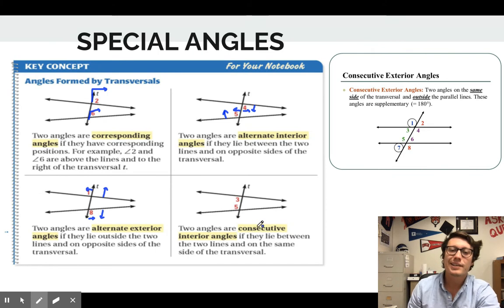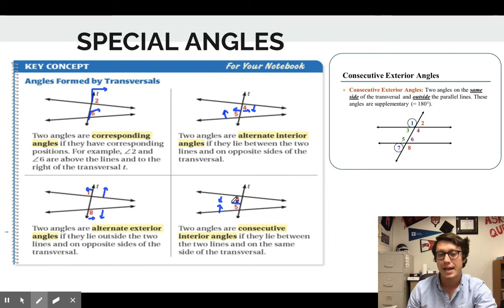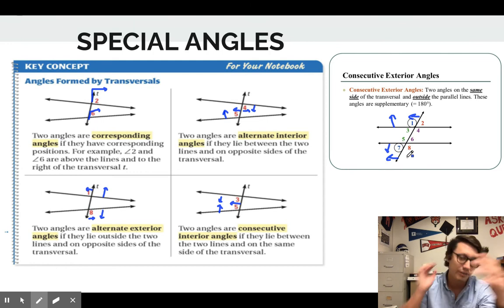Consecutive interior: again, interior means they're on the inside, but now consecutive means they're on the same side. Both angle 3 and angle 5 are to the left of the transversal. And then consecutive exterior: exterior obviously means they're on the outside, and consecutive means same side. So both angle 1 and angle 7 are to the left of the transversal.